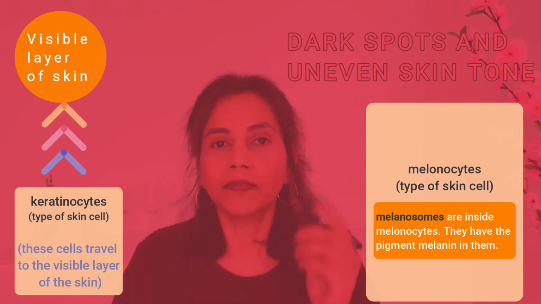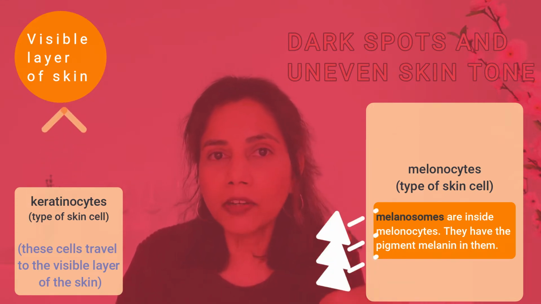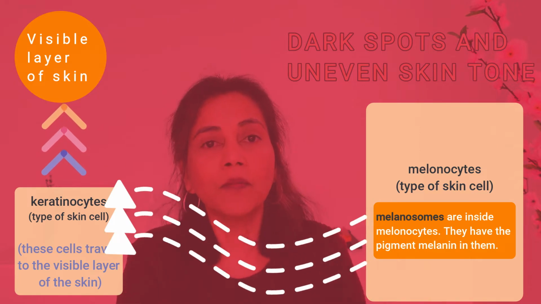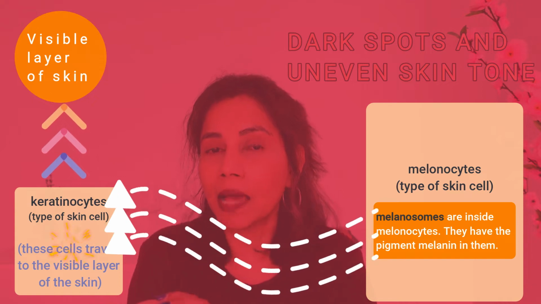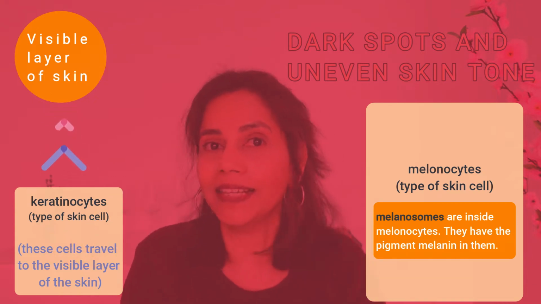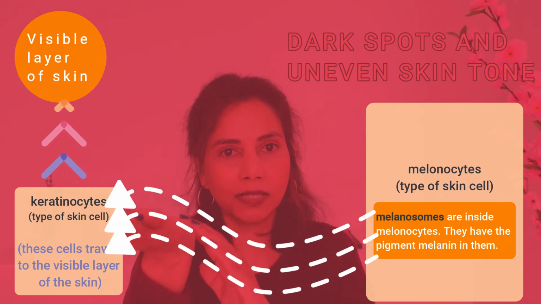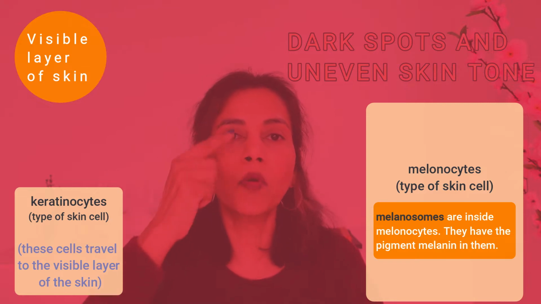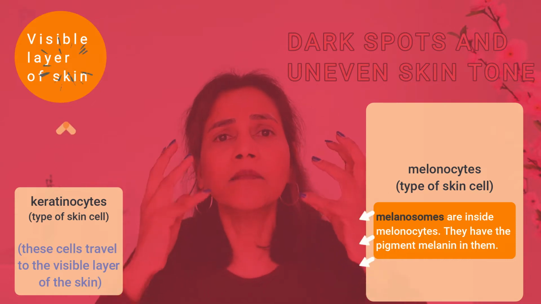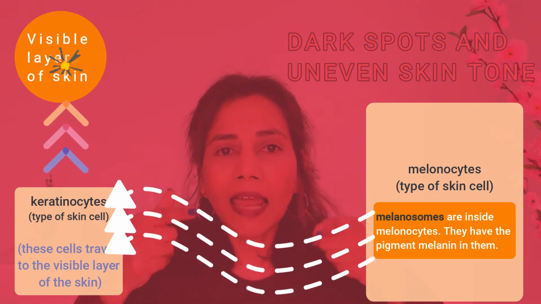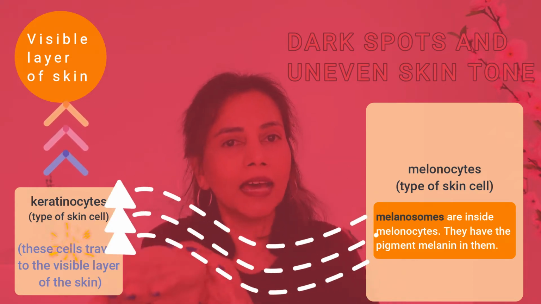Now let's assume that more than the required amount of melanosomes get transferred from melanocytes to keratinocytes. So when more melanosomes get transferred to keratinocytes, keratinocytes end up with an excess amount of melanin. Now melanin gives you a dark color. Now when these keratinocytes, which have got the excess melanin, move to the visible layer of the skin, it comes out, it gives out some spots and makes the skin tone uneven. And the color of this uneven skin tone and the spots is dark because of the color of melanin.